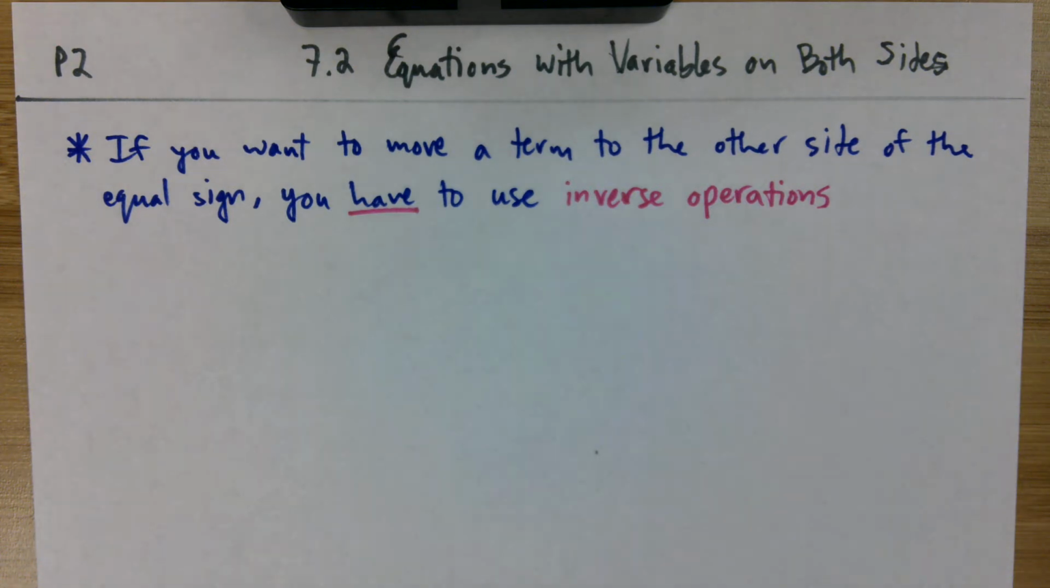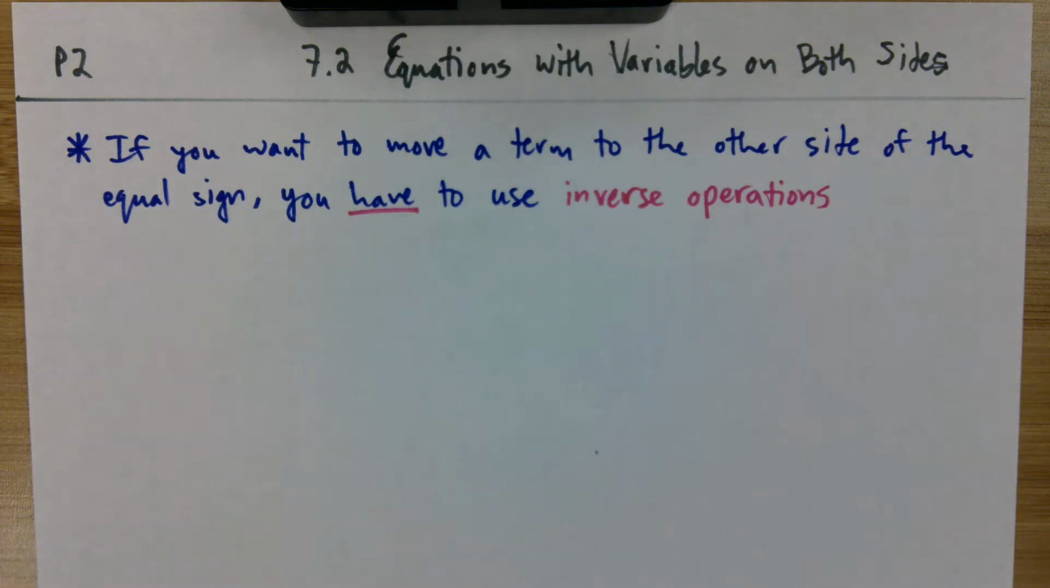Again, this whole unit, we're just building and building with each new lesson. Today's new lesson is going to be the same stuff as yesterday. We're going to have to be combining some like terms, potentially. We're going to have to use our inverse operations from Monday. But now we're going to have to deal with variables being on both sides of the equal sign.